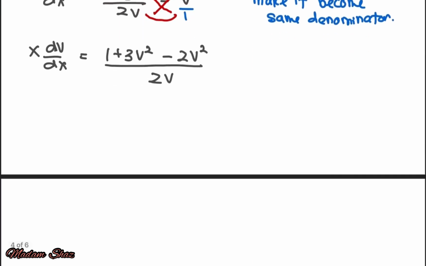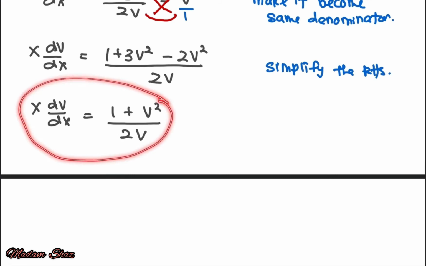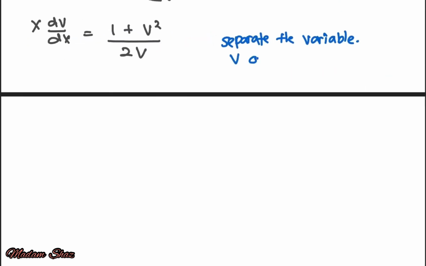So from here, you have to simplify the terms that you have on the right hand side. We have 3v square, we have minus 2v square. So 1 plus 3v square minus 2v square will become 1 plus v square, divided by 2v. So in order to solve this differential equation, you have to separate the variables: v on the left hand side, x on the right hand side.